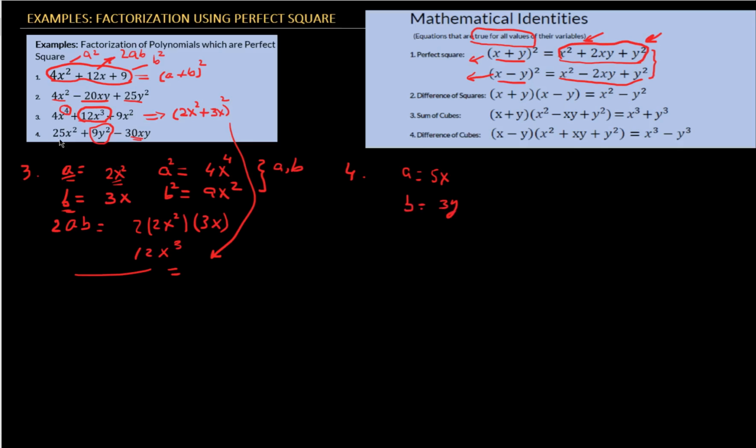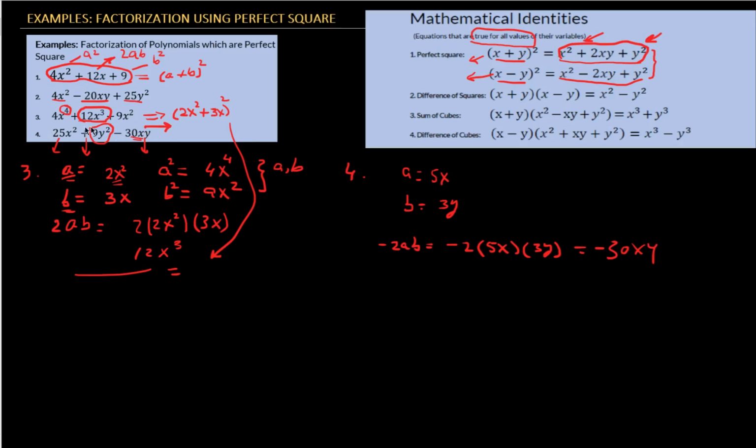Now this term is a square, this term is b square, this should be minus 2ab. So what is minus 2ab? Minus 2 into a is 5x and b is 3y. 10 into 3, 30, so minus 30xy. So which is the middle term? This is the middle term.